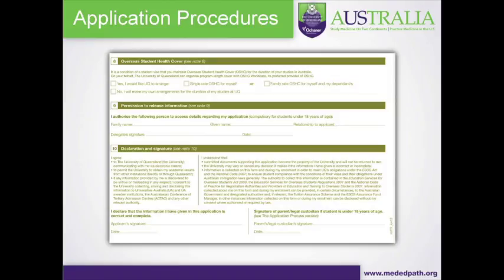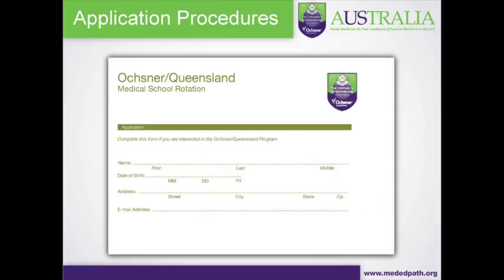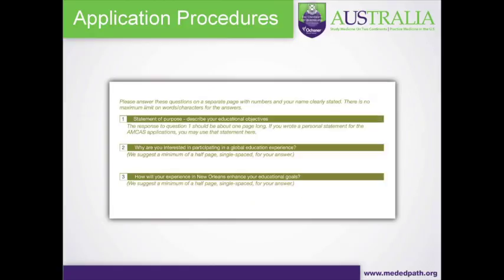Fill out the Ochsner Queensland Medical School rotations page, making sure that your date of birth follows the American sequence of month, day, year. You are required to submit 3 essays to complete your application for UQ Ochsner. The length of each response should be as long as you see fit. Please write your full name and corresponding prompt number at the top of each page.